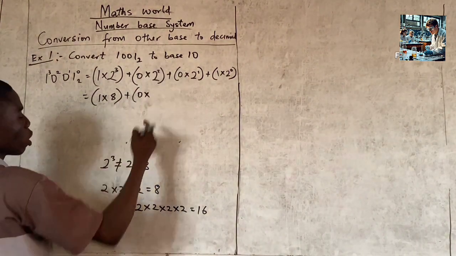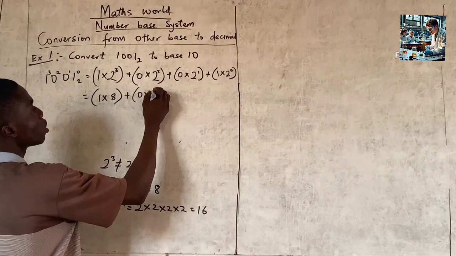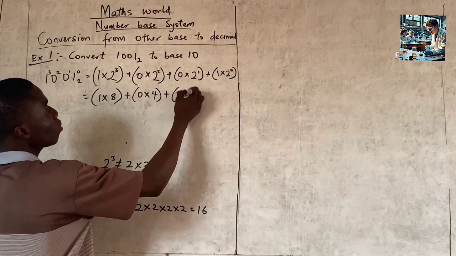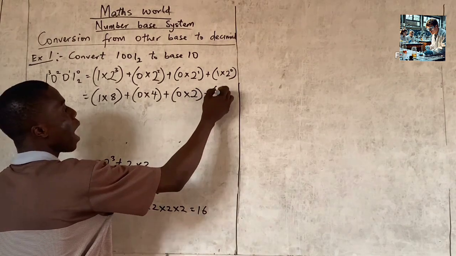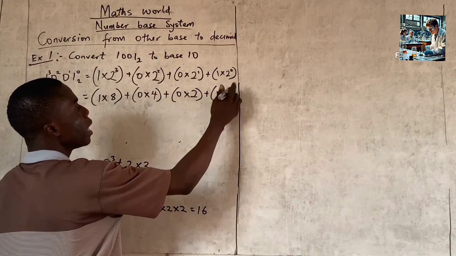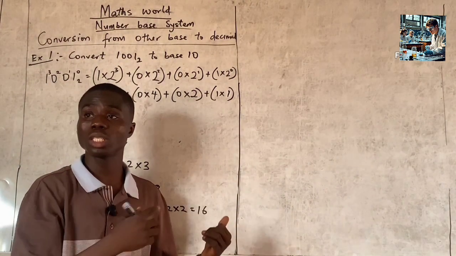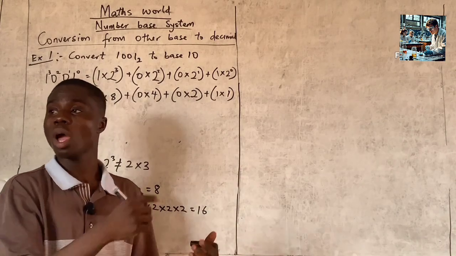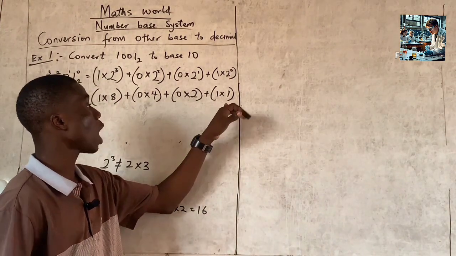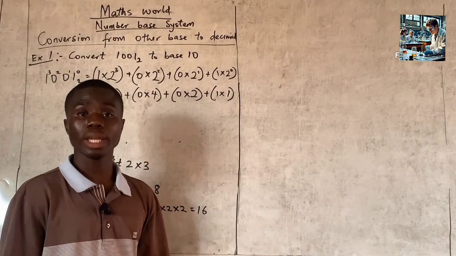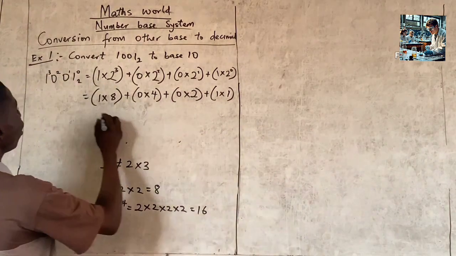Let's go. 0 times 2 raised to power 2 is what? 2 times 2, 2 in 2 places. That's 4. Plus 2 raised to power 1 is what? Is 2, because it is only just one number. And any number raised to power 0 is 1. If you want to know this, go and check my video. I will post the link up there so that I will tell you why 2 raised to power 0 is 1.